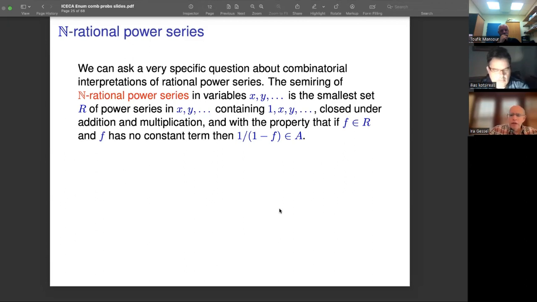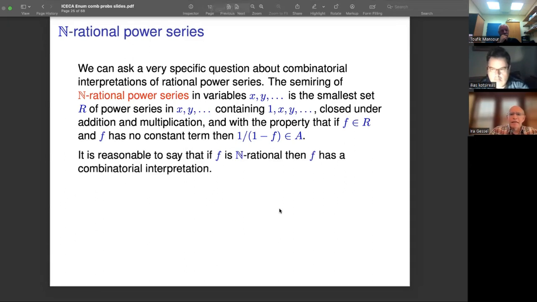So it's pretty reasonable to say that if you have an n-rational power series, then it has, in some sense, a combinatorial interpretation. It counts certain things that you can construct by operations that correspond to these operations on the power series. One thing about n-rational power series is that traditionally they're only studied for series in non-commuting variables.